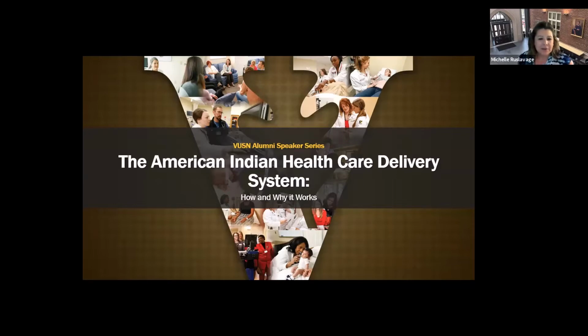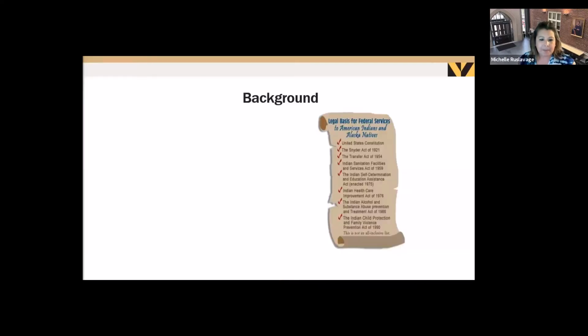All right, so we're going to start out with a little bit of background information, and then after that, we're going to go into our panelists and have some Q&A and questions for them as well. So with that, I want to go over a little bit of background information for the Indian healthcare system in our country. So Indian treaties were contracts between the federal and tribal governments.